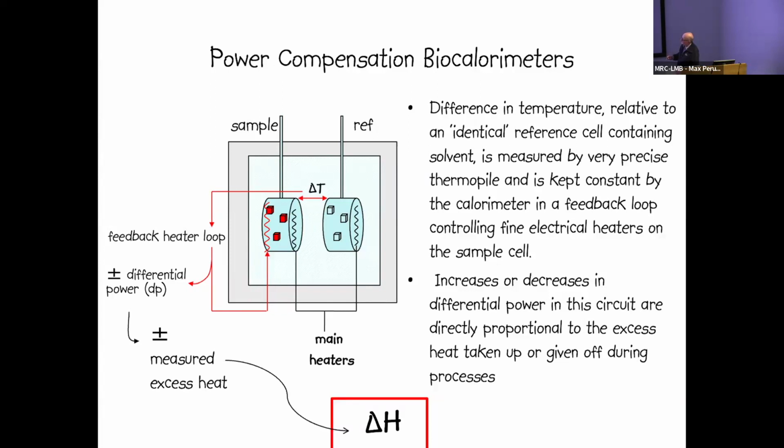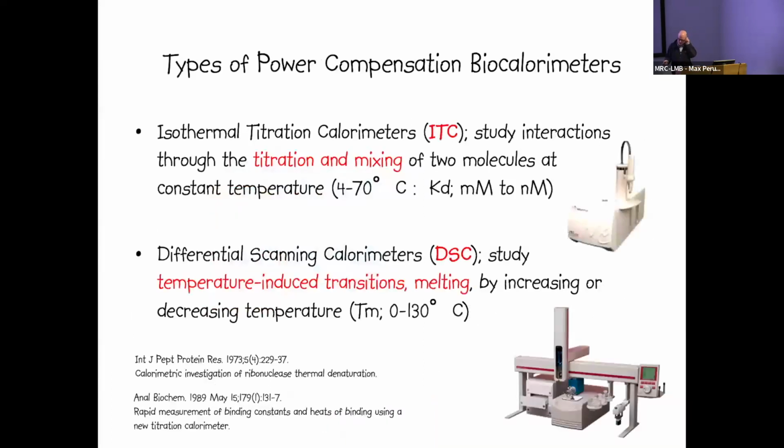This difference power is effectively equal to the measured excess heat, which is the enthalpy. So this is kind of what they look like. This is an isothermal titration calorimeter. It has a syringe on the side, and we can do titrations. We work at a fixed temperature between 4 and 70 degrees C, and we can determine equilibrium constants between millimole and down to nanomole levels.